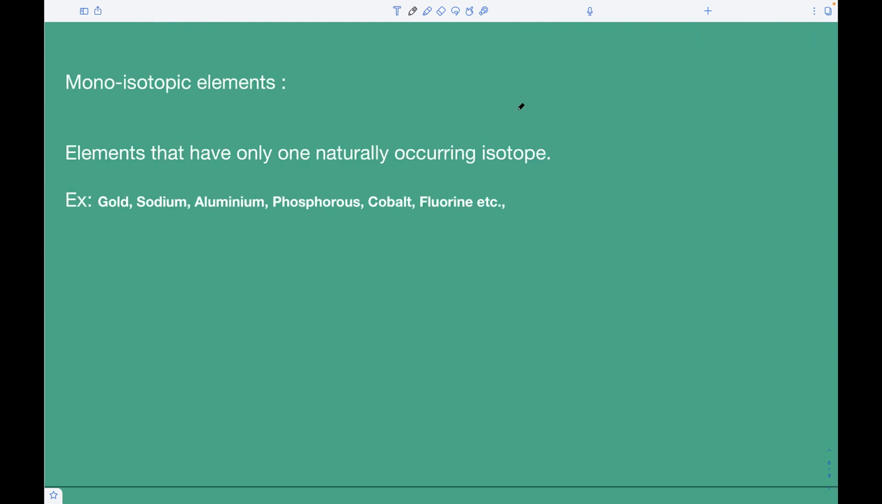Though there are many elements that have more than one naturally occurring isotope, there are some elements that have only one naturally occurring isotope each. Such elements are known as monoisotopic elements. Examples are gold, sodium, aluminum, phosphorus, cobalt, fluorine, etc. Each of these elements has only one naturally occurring isotope.